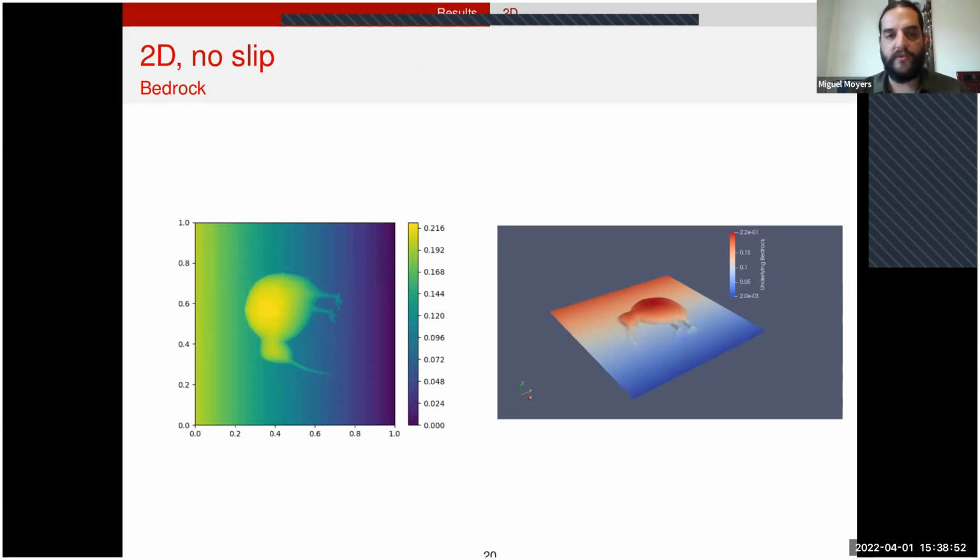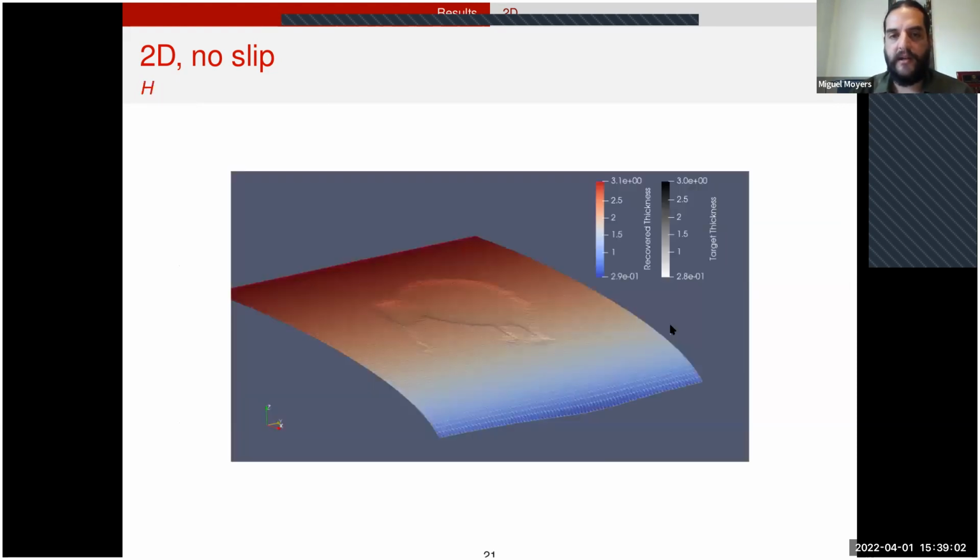And now we're going to use the technique that I showed you, and we're going to try to recover that topography. So we put that into our technique, and the recovery is really, really good. If we don't have slip, this is H. The target is the mesh. So this is H, and the target is the gray mesh, and the recovered thickness is the full surface. So as you can see, it's almost perfect.